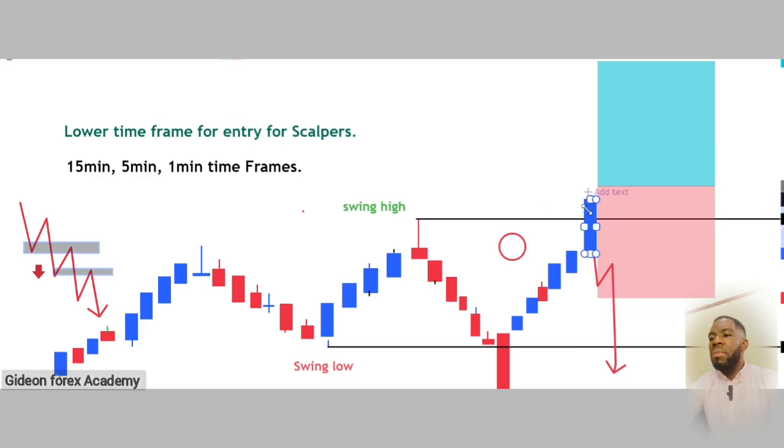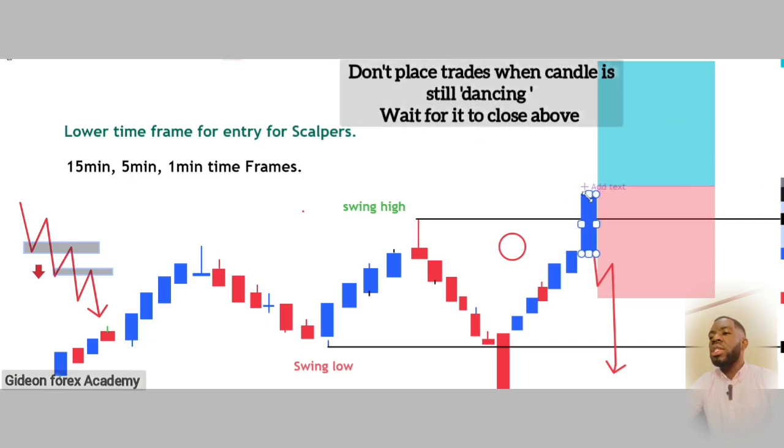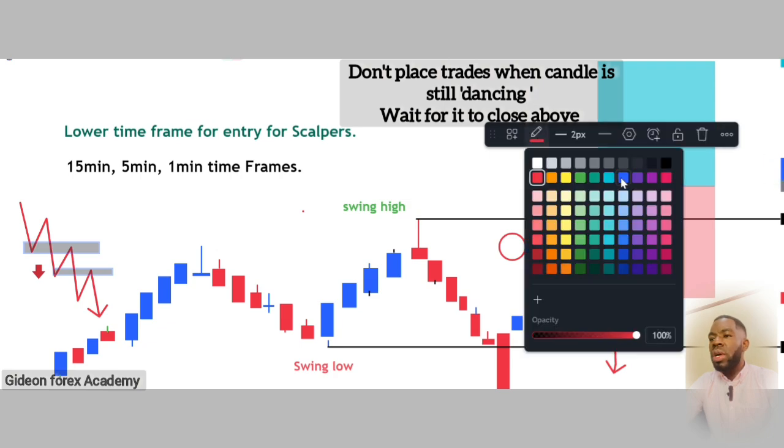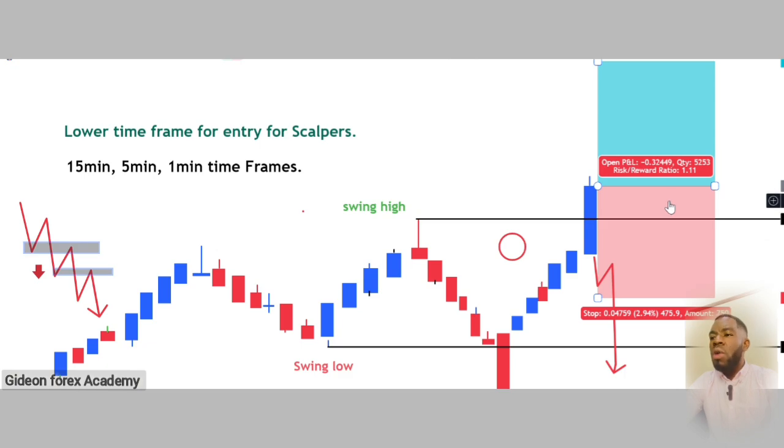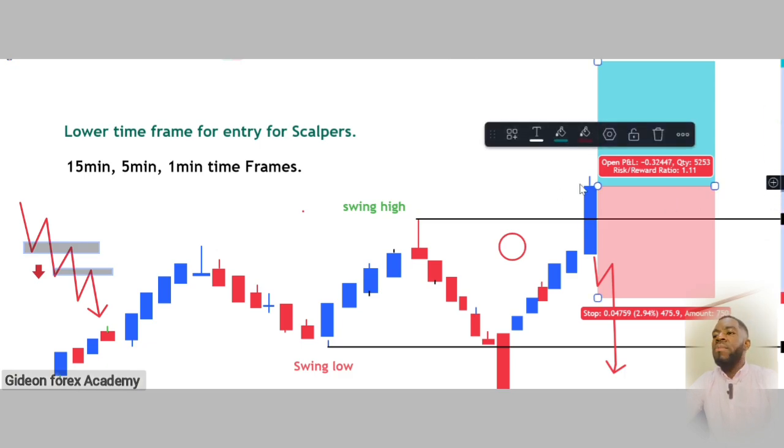Don't be quick to buy before this candle closes. It has to close with the candle body, not with the wick. The wick is not good for you guys. Let's say it closes like this. Even if there is a wick up there, that's no issue, as long as it has closed above the previous swing high with the candle body. Then you can jump in for a buy and target 10 to 15 pips, and you are out of that market because you are scalping.